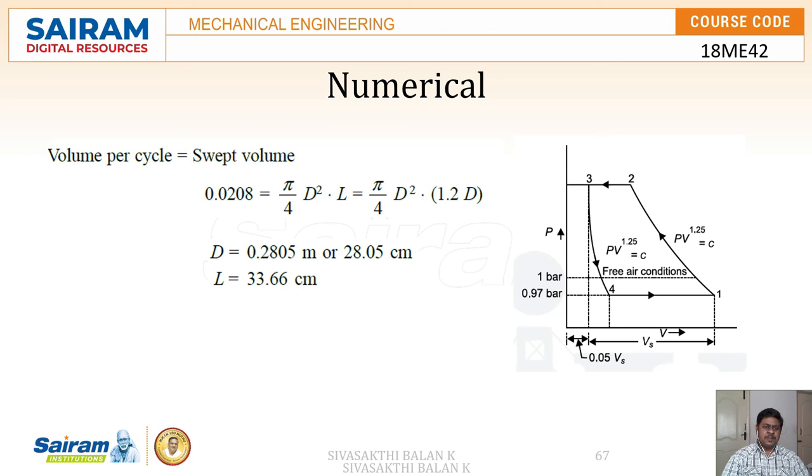And we know that the volume of air entering the cylinder is almost equal to the swept volume, and we can calculate that from this. We know that swept volume is pi by 4 D squared L, and L we can replace by 1.2 into D, and we get the value of D and L. The value of D is 28.05 centimeter, and stroke length is 33.366 centimeter.